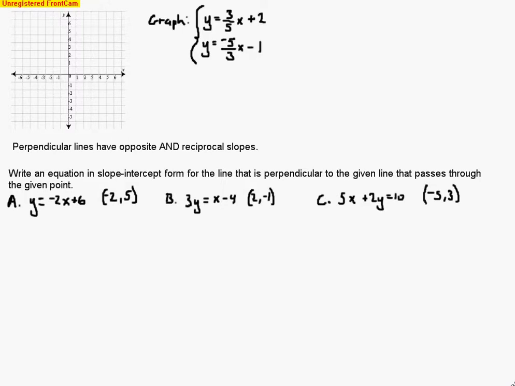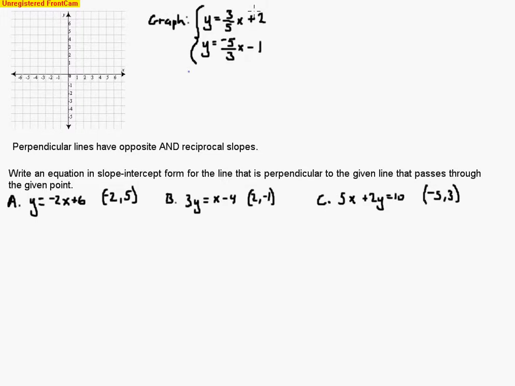Today we are going to be writing equations of lines in slope-intercept form again, but these lines we're going to make perpendicular to a given line that passes through a given point. So to figure out this big concept behind perpendicular lines, it's a good idea to graph two lines that are perpendicular. So let's start with this one here.